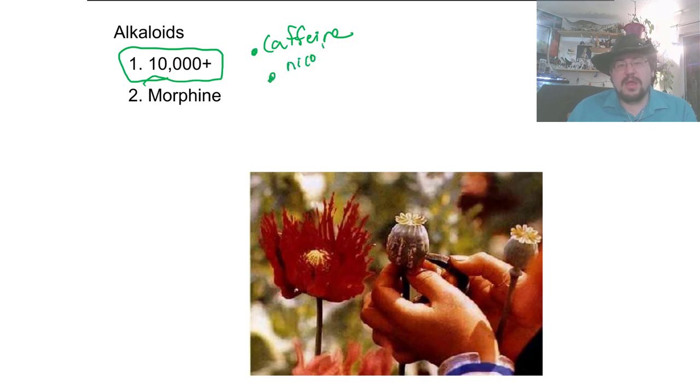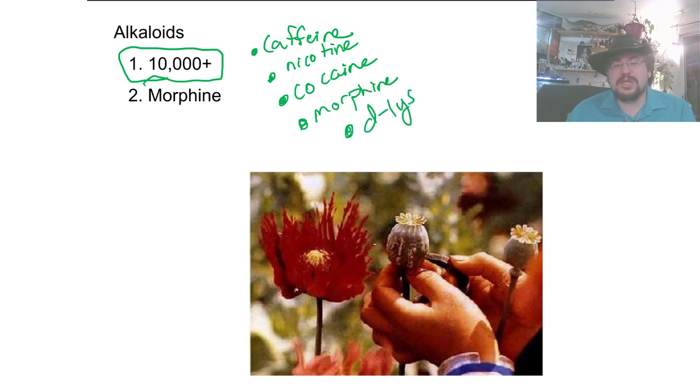Nicotine, that's harmful to a lot of invertebrates. Cocaine, not helpful to a lot of vertebrates. Morphine, produced by the poppies, right? That kind of gets you a little high. It's an activity depressant. And then there's good old D-lysergic acid.